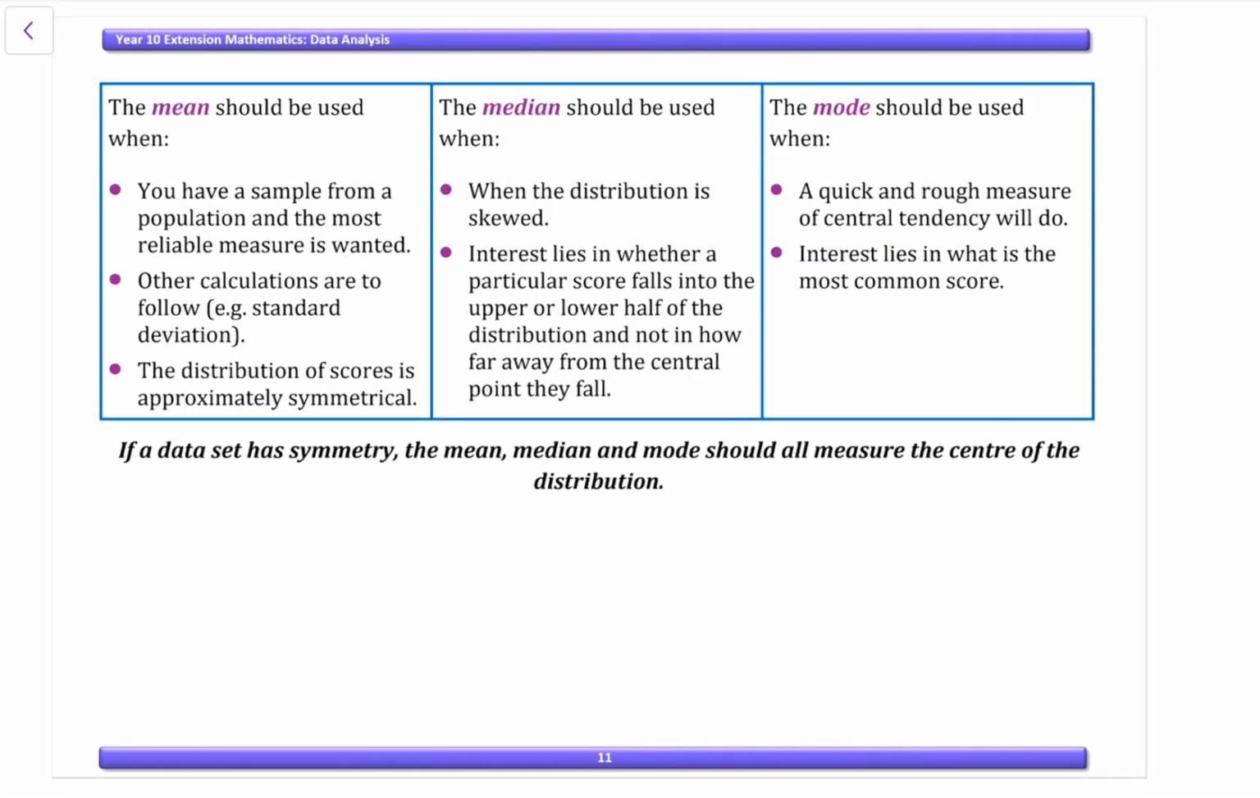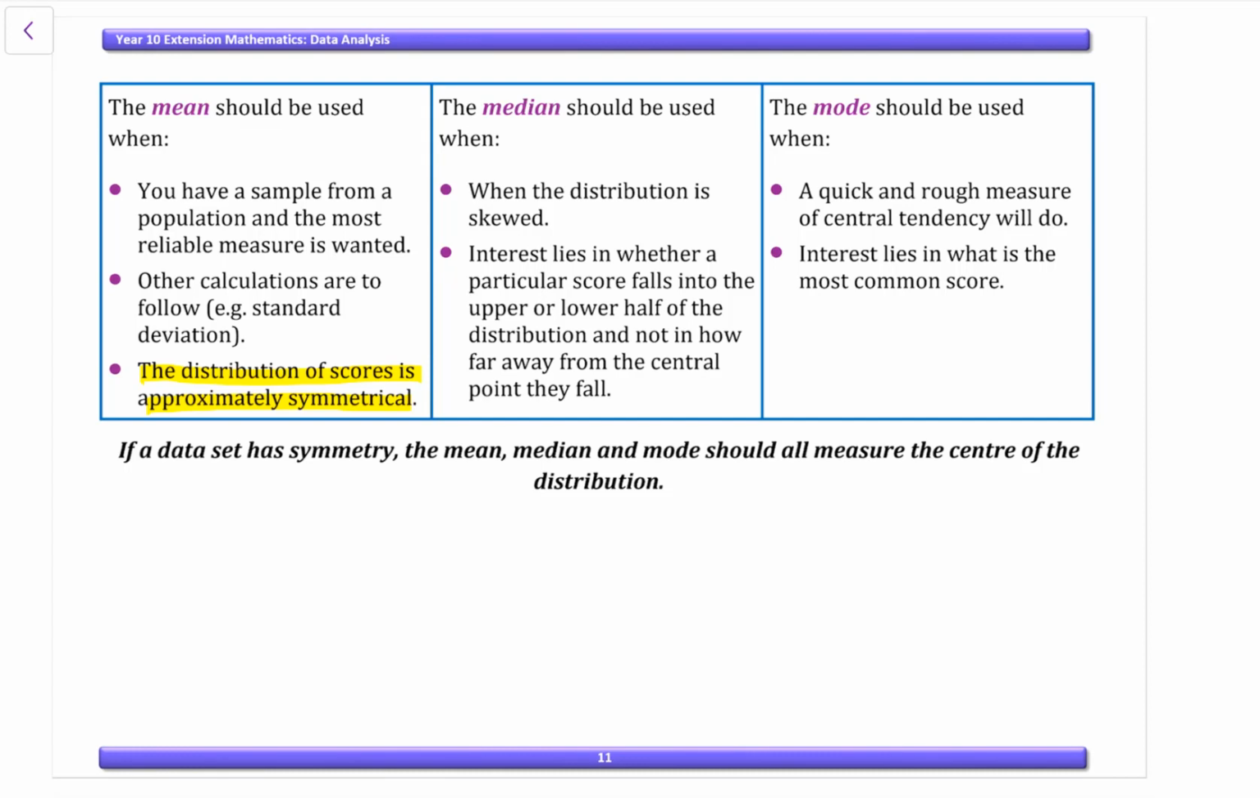Now, when do we use which measure of central tendency? So as a guide, the mean should be used when you have a sample from a population and the most reliable measure is wanted. Okay, so when I say a sample from a population, you've grabbed a sample from the entire group and you want the most reliable measure of that. Other calculations that follow, so you might be finding the standard deviation, and also that the distribution of scores is approximately symmetrical, and that one's quite important.